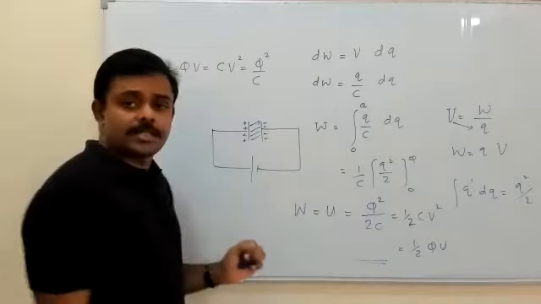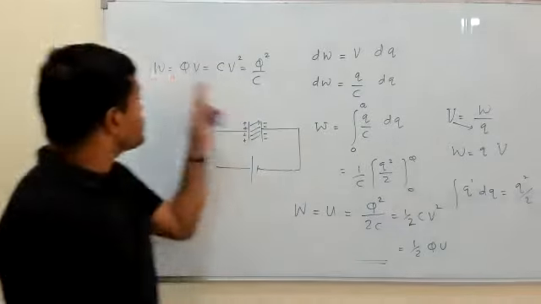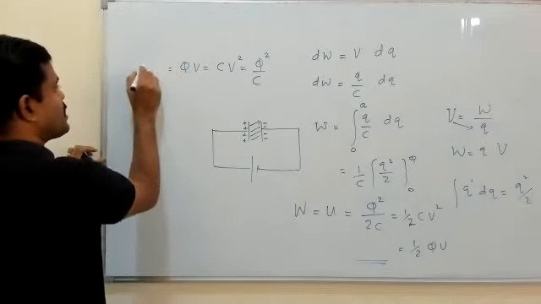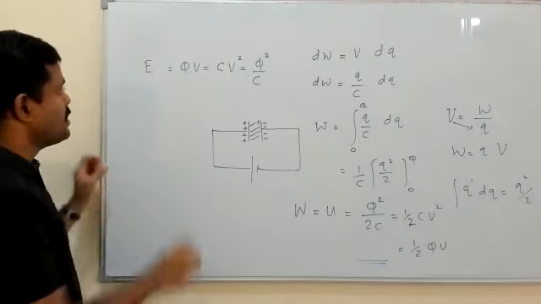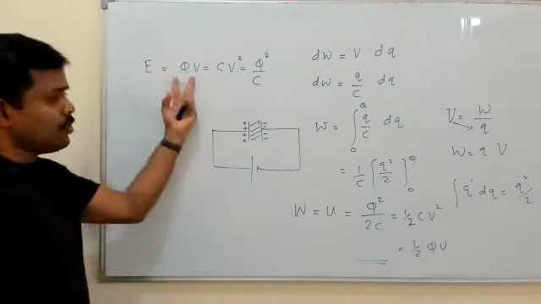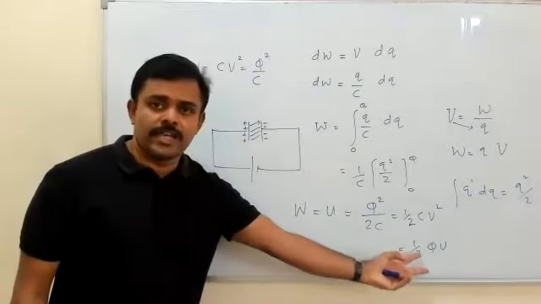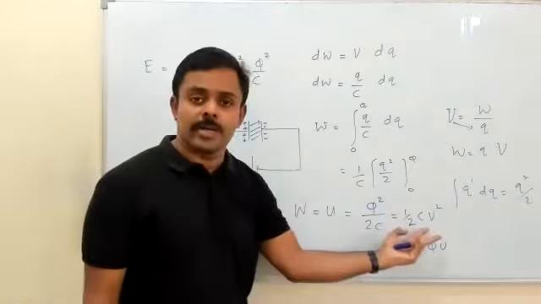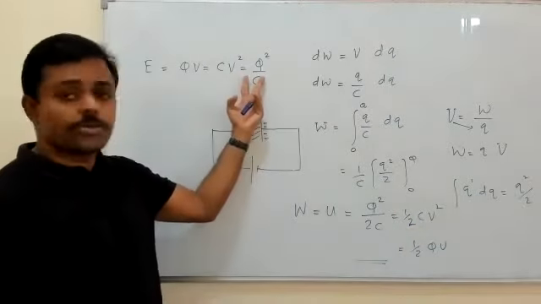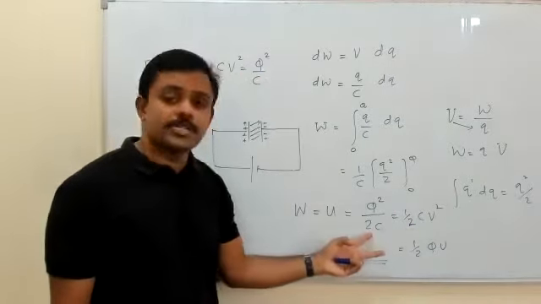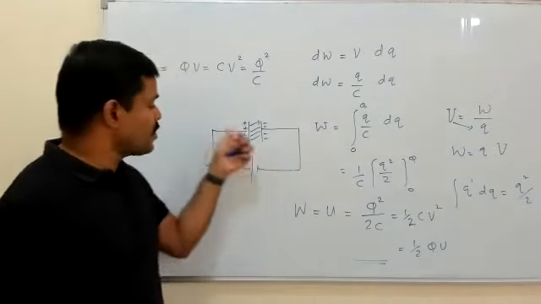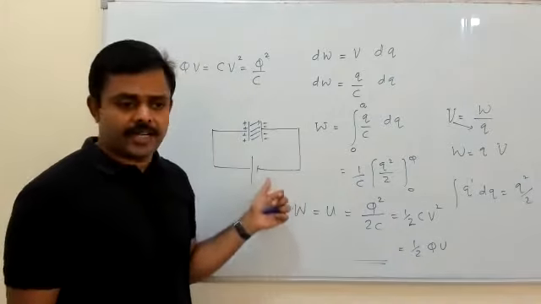Energy stored in the capacitor. This is the energy supplied by the battery. Now, this is actually QV, but here it is only half QV, half of it. This is CV square, but this is half CV square. And this is Q square by C, but this is Q square by 2C, only half of it. Where has the rest half gone? The rest half is lost as heat on the connection wire.